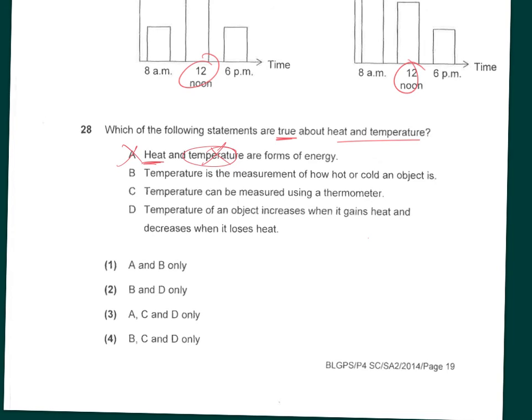Temperature is a measure of how hot or how cold an object is. Yes, I've just mentioned that. B is correct. C, temperature can be measured using a thermometer. Yes. And the temperature of an object increases when it gains heat and decreases when it loses heat. That is also true. So the option here that is correct is B, C, and D, option 4.